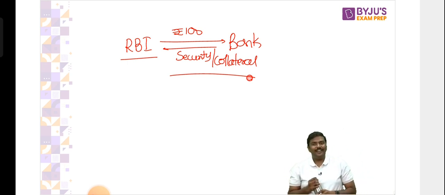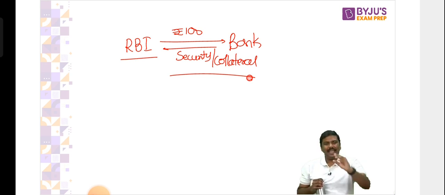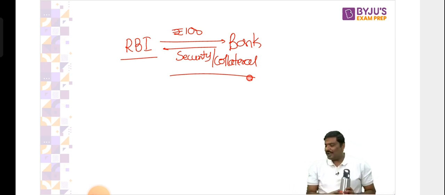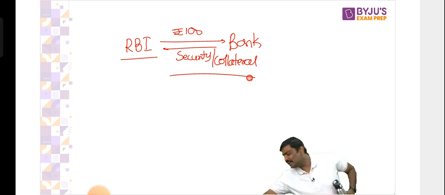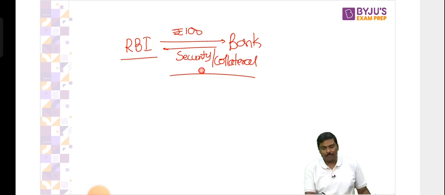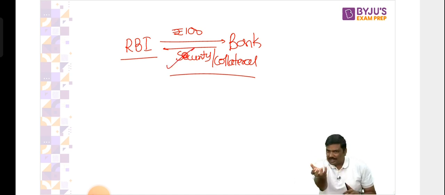Here is the Reserve Bank of India. It has produced the product. If you understand this, the 100 rupee, I'm referring to it as a product. RBI has produced the product. Now they want to give it in the market, so they will give it to a bank. In return, they will collect a security. Is it okay? Any problems in understanding? Let me know. RBI will give a product and in return will collect something from a bank.